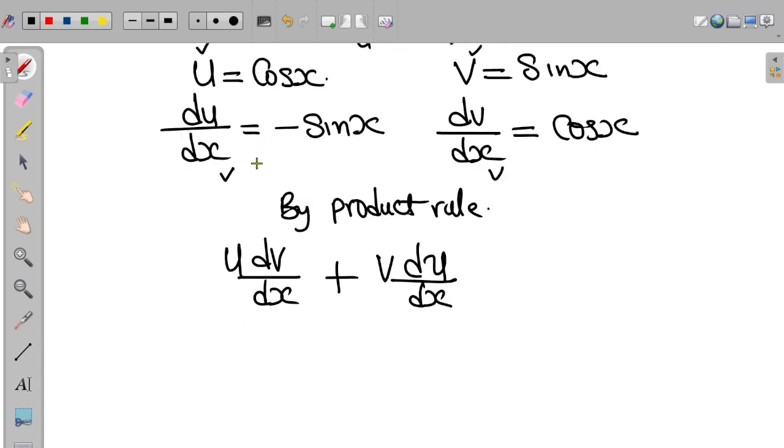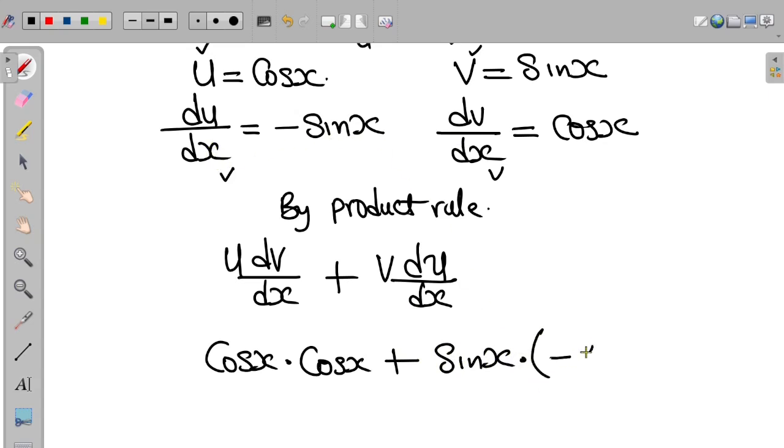The value of u is cos x, so we have cos x multiply dv over dx, which is cos x, plus v, which is sin x, multiply du over dx, which is minus sin x. So we have minus sin x.